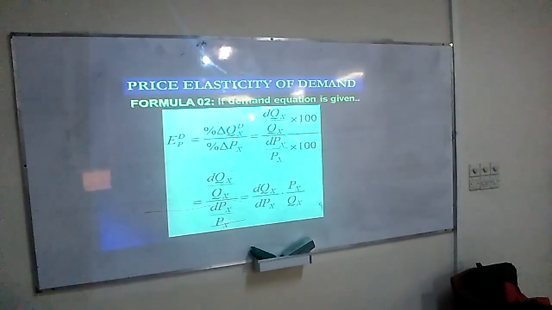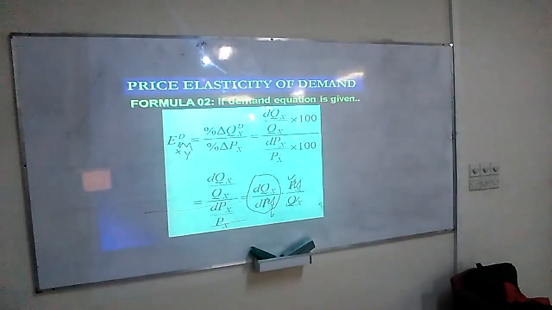Now, if you have an equation, then we will use this formula. You see, this is your derivative, this is your price, this is your quantity. Now, if you would like to find income elasticity, for example, what you will do? Here you will put income, and you will put income here. That's all.